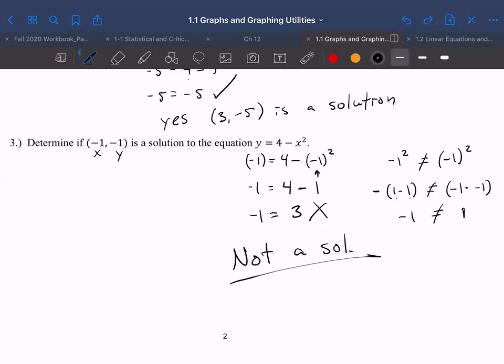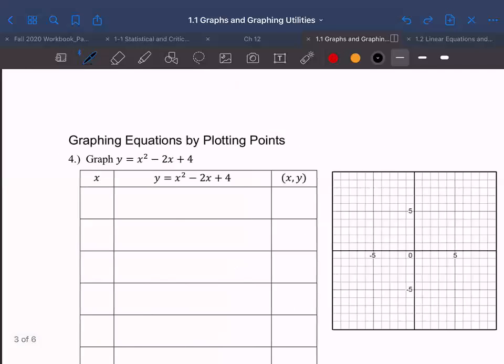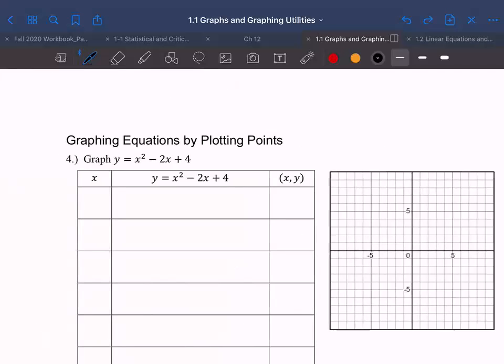All right, so moving on to the next page, we basically have graphing equations by plotting points. What we're going to do here is simply brute force our way into figuring out what the graph of an equation looks like. Later on, we'll get fancier about doing this. But at this point, what we're really going to do is just pick a few points, plug them in, and see what ordered pairs we get.